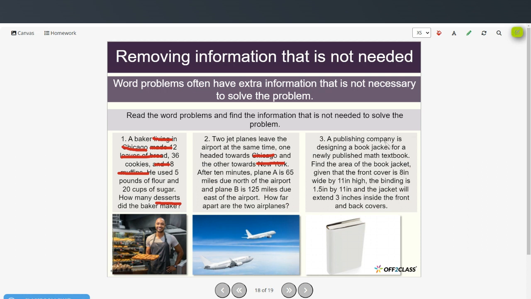Okay, a publishing company is designing a book jacket for a newly published math textbook. Find the area of the book jacket given that the front cover is 8 inches wide by 11 inches high, the binding is 1.5 inches by 11 inches, and the jacket will extend 3 inches inside the front and back covers. Well, we don't need to know that the book jacket is for a math textbook.